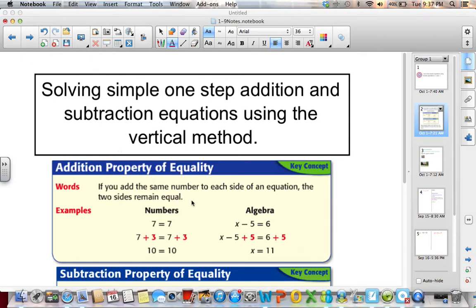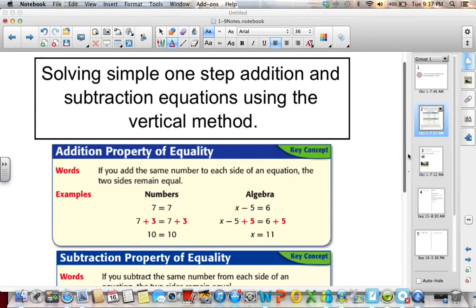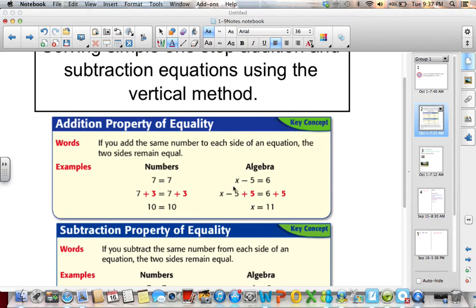So thinking about the addition property of equality, that tells us that if you add the same number to both sides, you will get the same number on each side. So we have 7 equals 7, 7 plus 3 equals 7 plus 3, so 10 equals 10. Same with if we have a variable thrown in there.